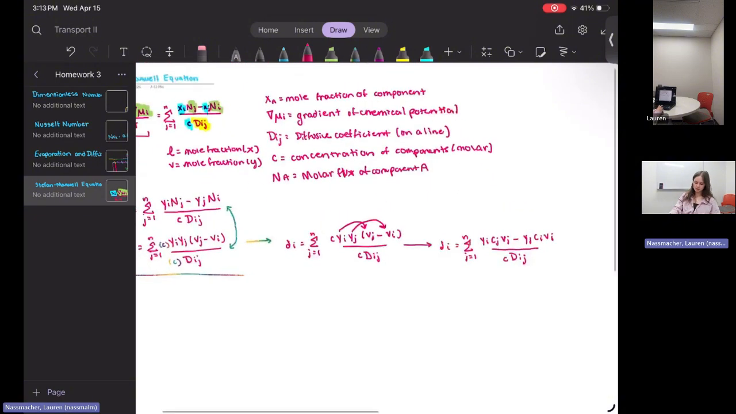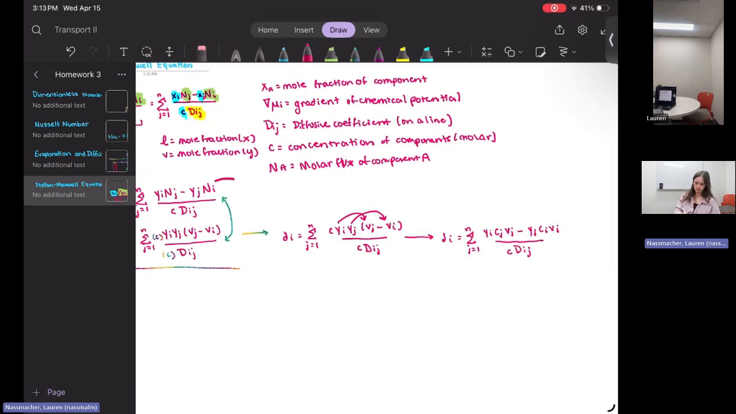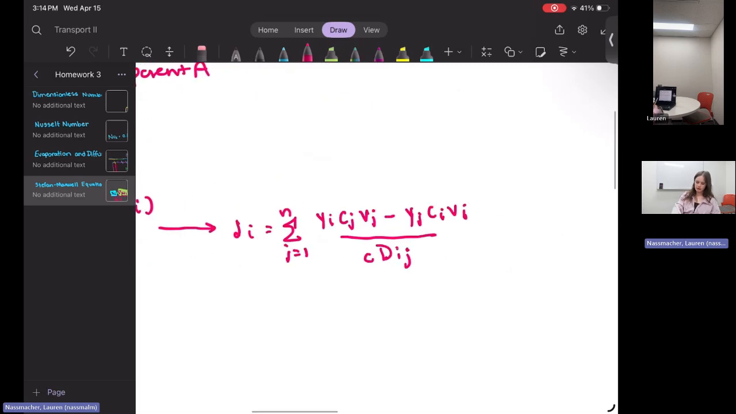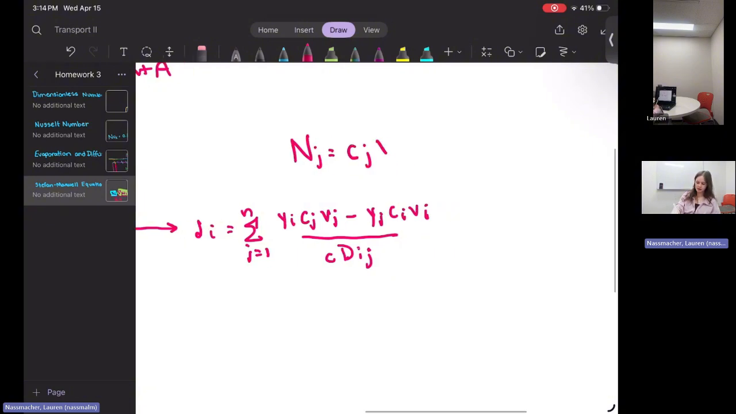You'll notice that this equation looks rather similar to what's going on here. Now, we have the concentration on the bottom, we have our two mole fraction components of I and J, but we don't have our N yet. So let's make an analogous representation. Our N_j is equal to the concentration multiplied by the velocity. And our N_i is the same thing, just with respect to I.